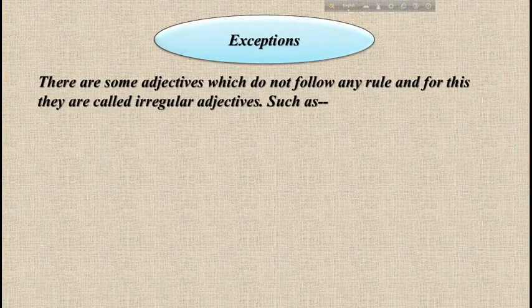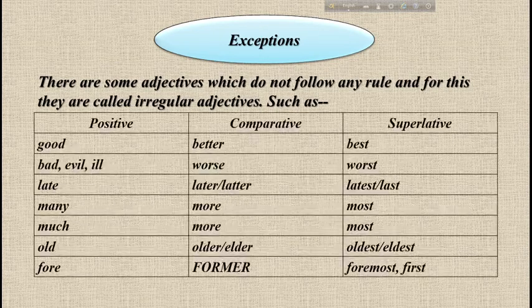Dear learners, exceptions. There are some adjectives which do not follow any rule, and for this they are called irregular adjectives, such as good, better, best. These words do not follow any rules. Bad, evil or ill, worse, worst. Late, later, latest or last. Many, much, more, most. Old, older or elder, oldest or eldest. Fore, former, foremost or first.